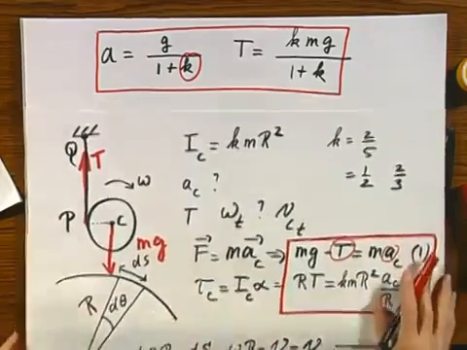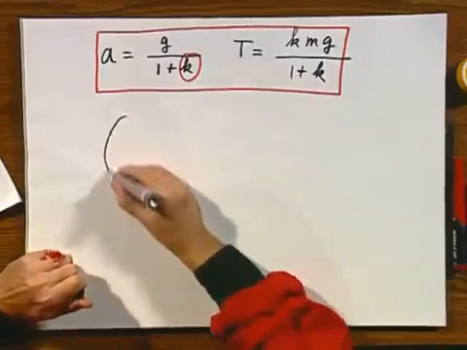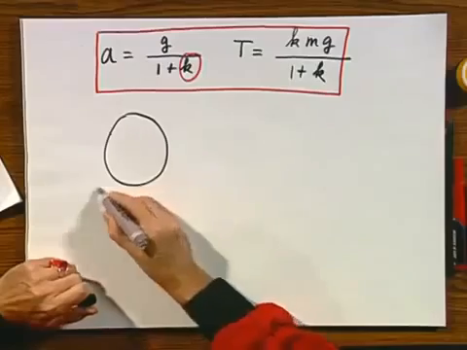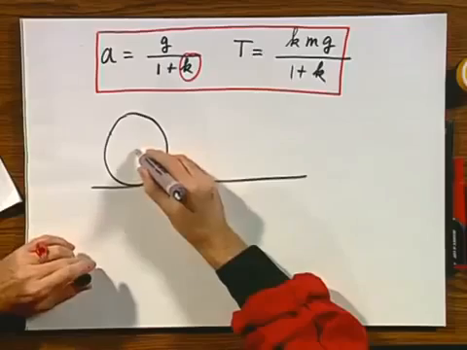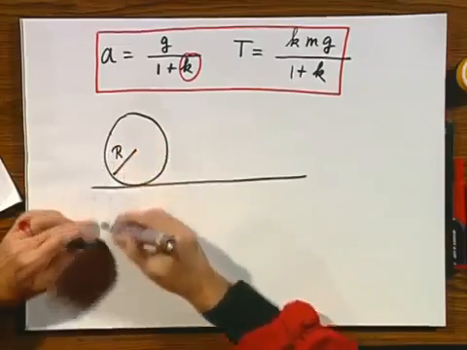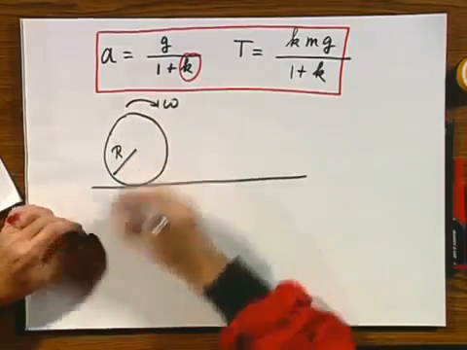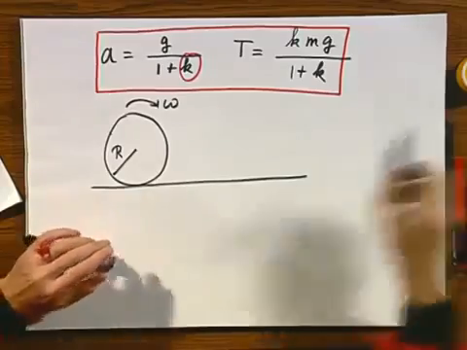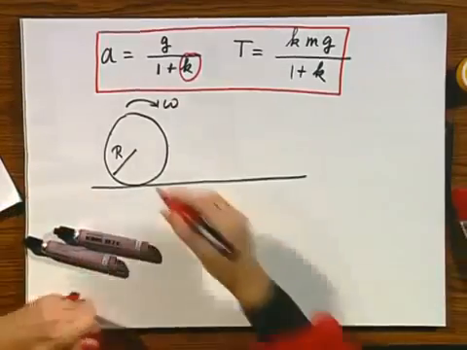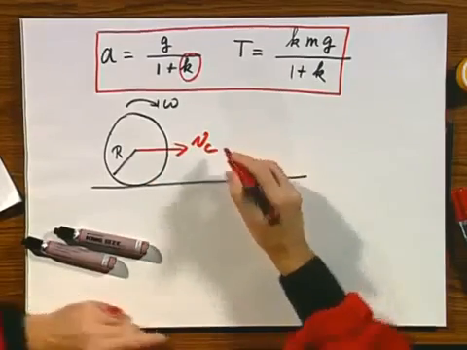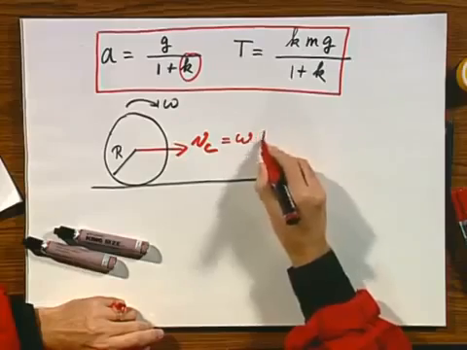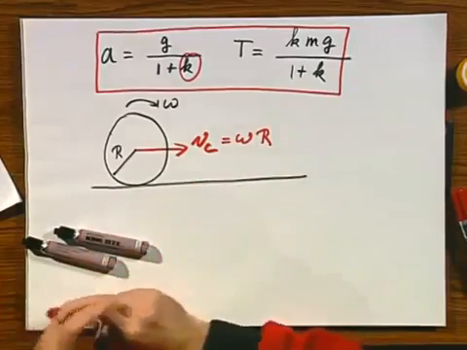Now I will spring a surprise on you, something you may not have known. And I don't blame you if you don't know this. If I have a pure roll situation, that means if this object has a pure roll, and we discussed earlier what we mean by pure roll, and if this is radius r, and it's going around with angular velocity omega, and it has a velocity of the center of mass vc, then, for one thing, vc equals omega r. But there's something else which is interesting.